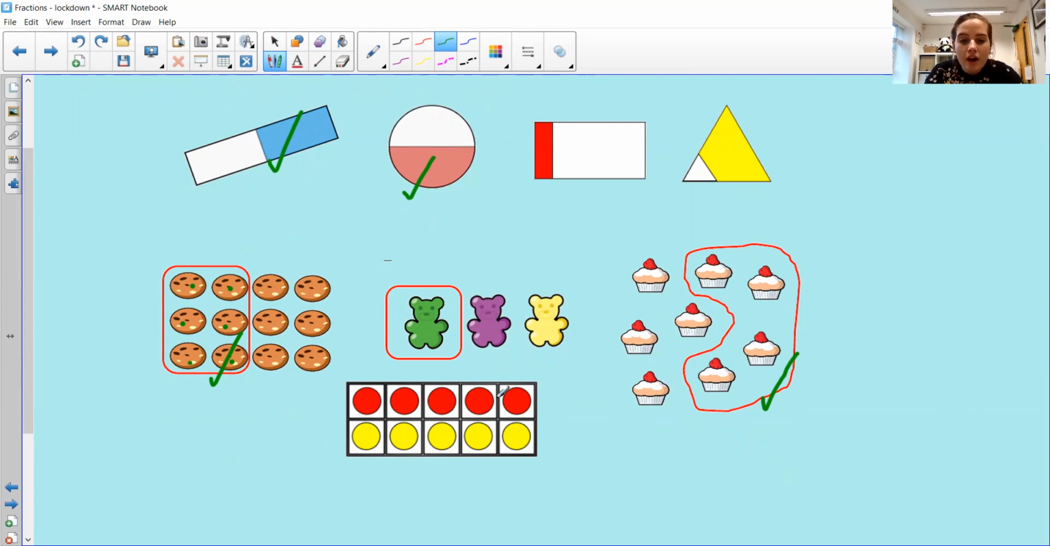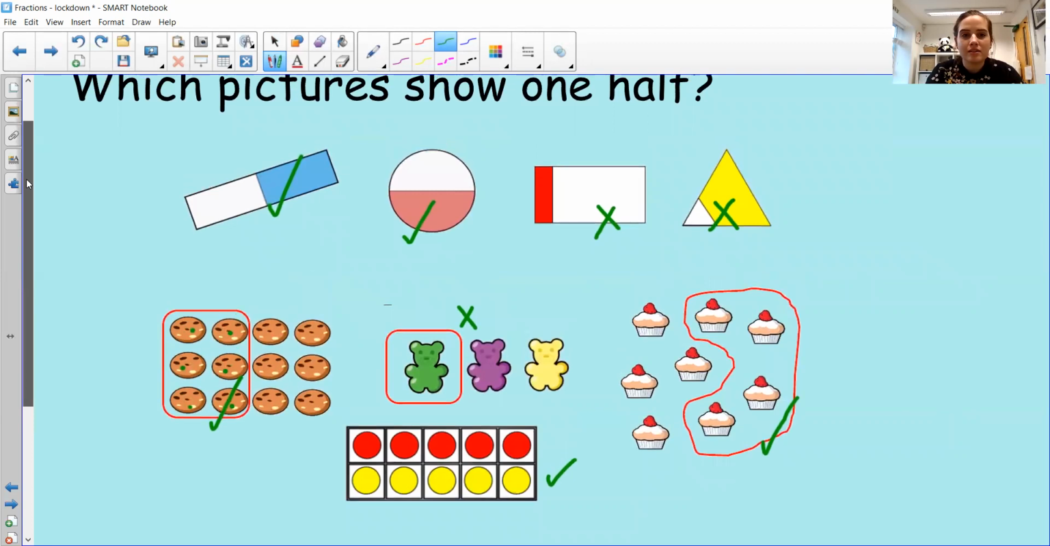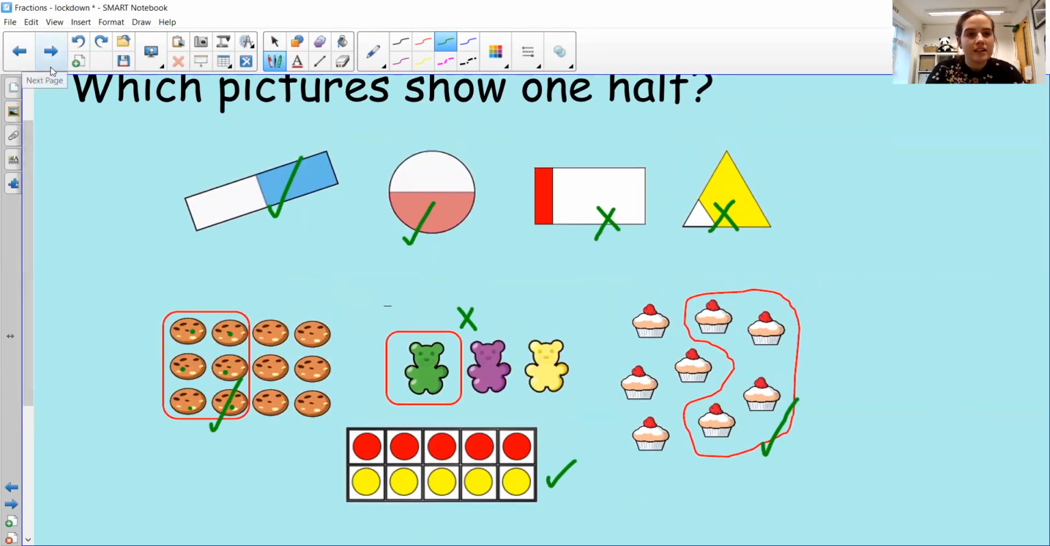And we've got 5 red and 5 yellow on our 10 frame. That one has been split into half. The others are unequal. Unequal, we've got different amounts, and we've only got 1 gummy bear here and we've got 2 left out here, so this one is also unequal. Brilliant. I hope you guys all came to the same answers as I did. Let's move on.